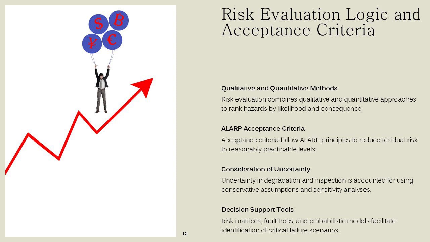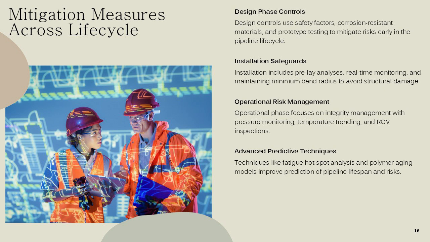By establishing clear thresholds for acceptable risk, organizations can prioritize interventions and justify resource allocation in alignment with safety and reliability objectives. Mitigation strategies for flexible pipeline risk span design, installation, and operational phases. Design controls include applying safety factors, selecting corrosion-resistant materials, and validating configurations through prototype testing. Installation safeguards involve pre-lay analyses, real-time monitoring, and adherence to minimum bend radius criteria to prevent structural damage.